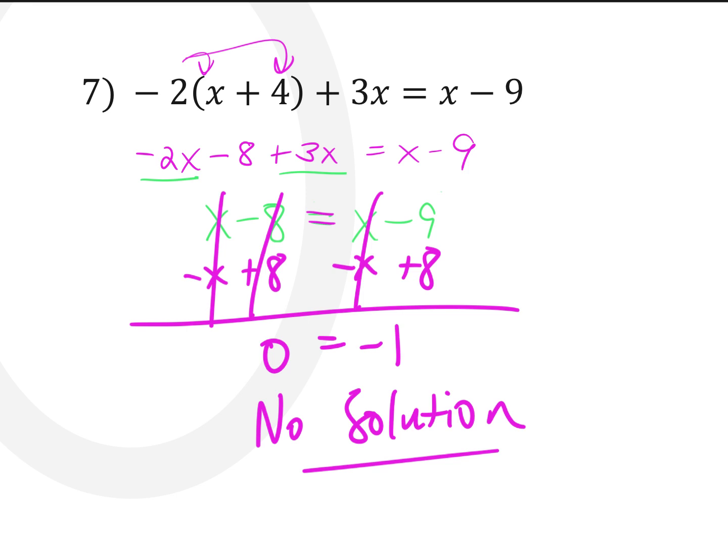Is there a possibility that you could get one no solution and one all real numbers on your quiz? Absolutely. Is there a possibility that you don't get either? Absolutely. Is there a possibility that there's 10 questions and 8 of them are no solution or all reals? Probably not. Start to panic if you get that.